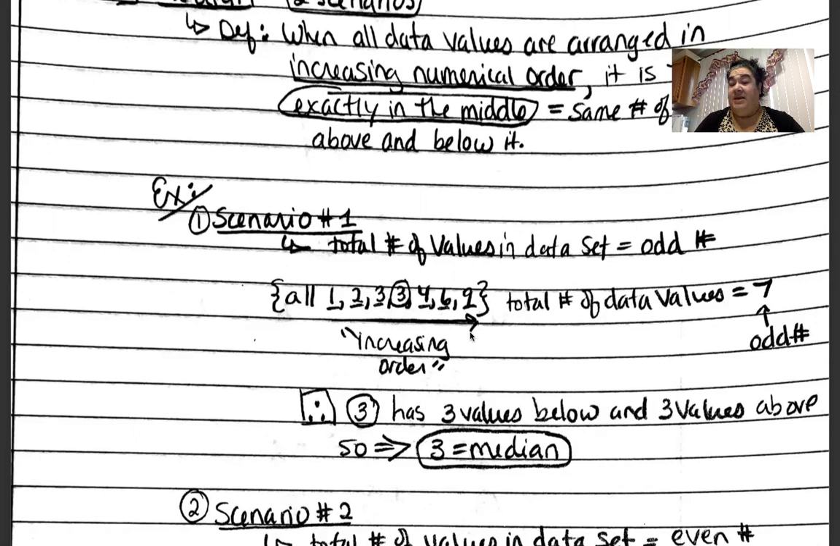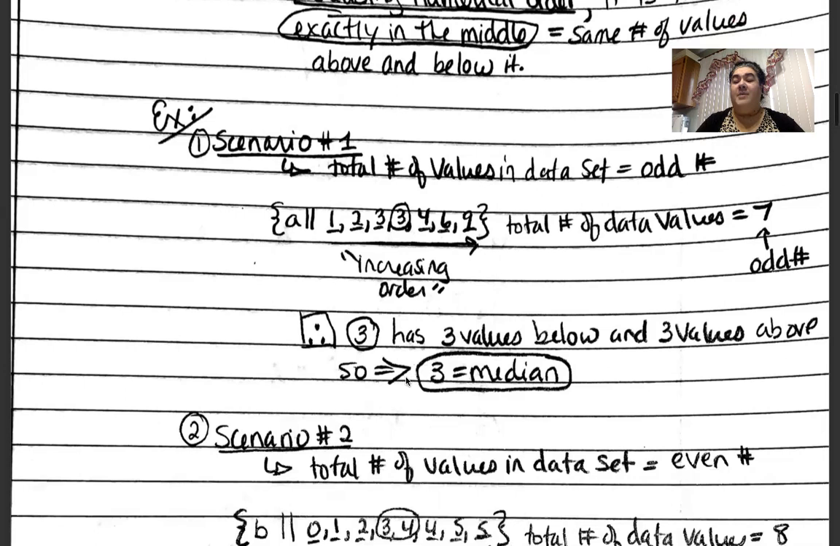Now, as you can see, when your total number of data values is odd, it's a very easy thing to identify the median. You just have to line them up in increasing order from left to right, and then you literally find the value that is in the middle that has the same number of values below it as it has above it, and that is your median. So therefore, for scenario number one, our median is 3, meaning that that is our average value. It is the value that measures the central tendency of our data, okay?